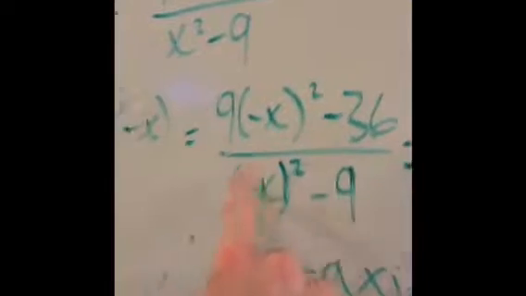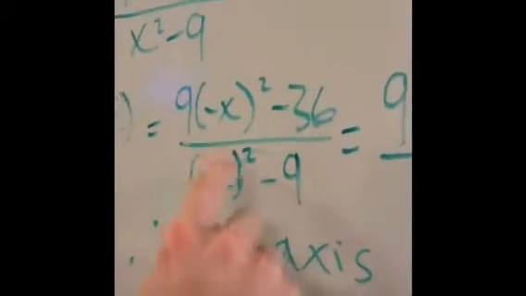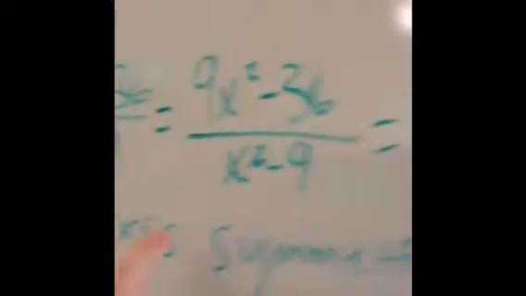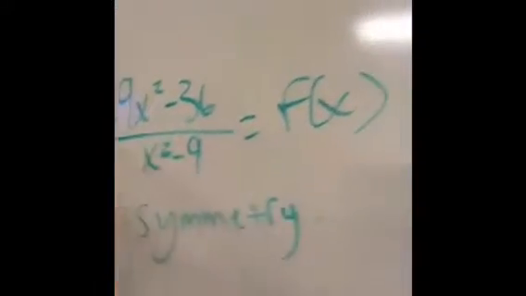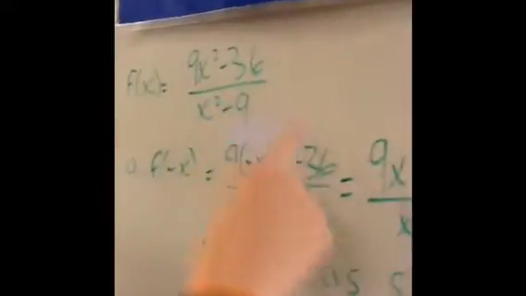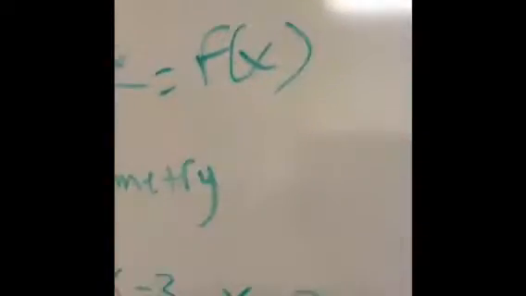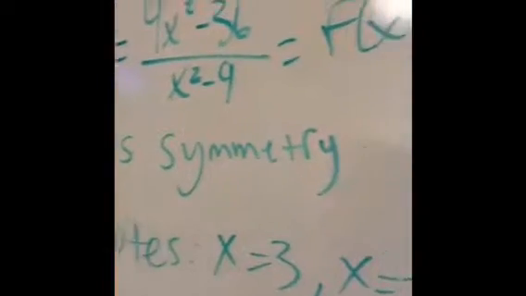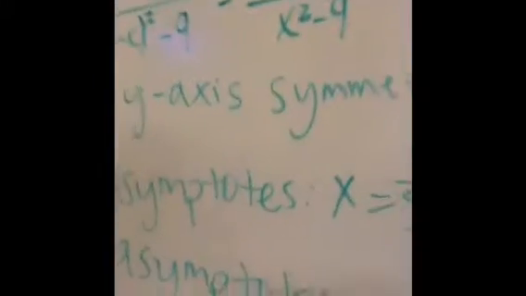When we do that, 9 times negative x squared, you plug negative x's in where the x's are, and that is going to come out to be the same as f of x, which is going to make it an even function, which gives it symmetry about the y-axis.